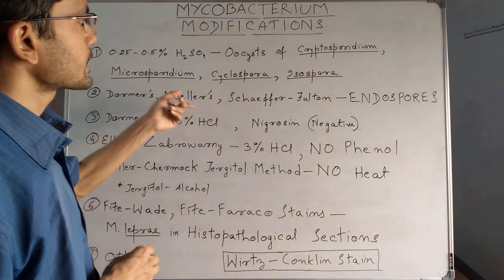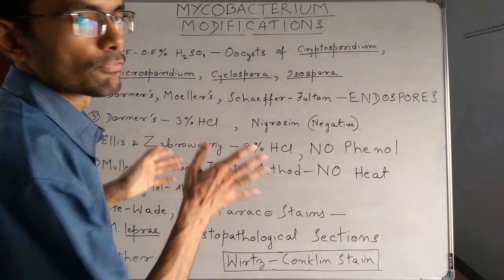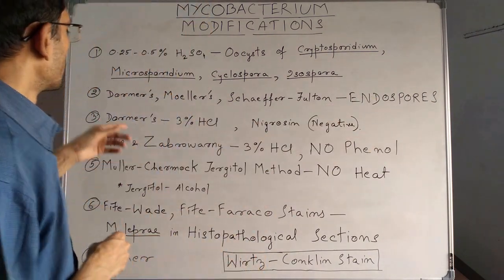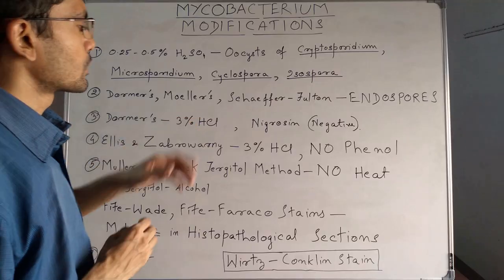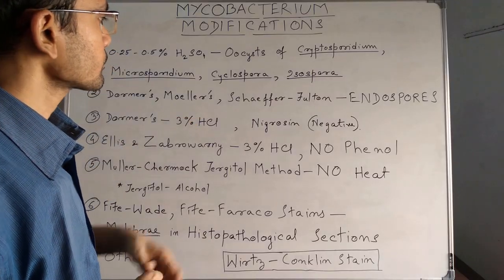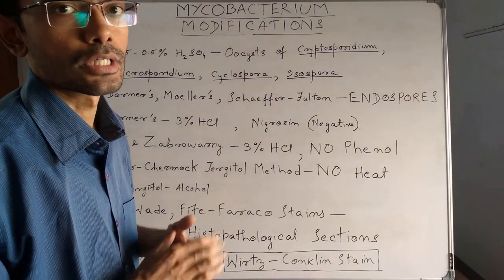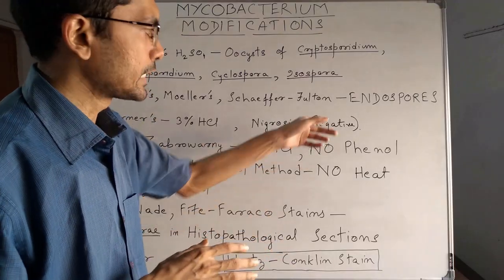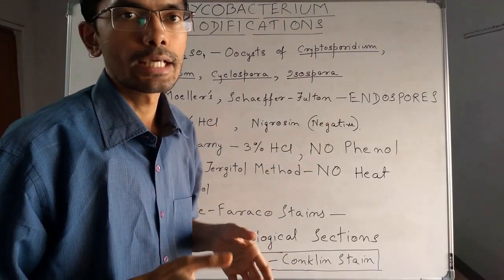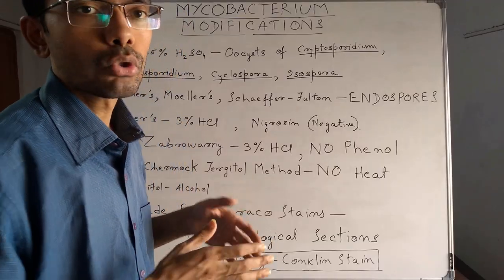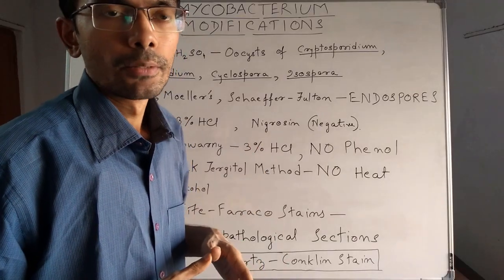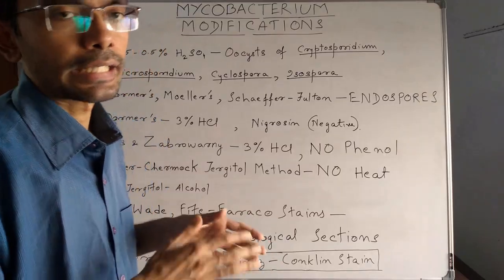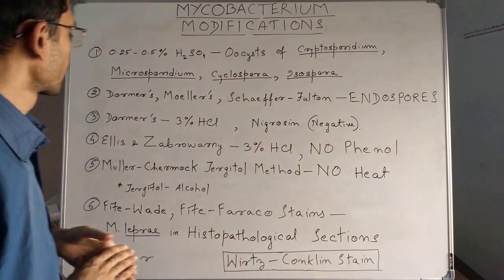Donner stain, Moeller stain and Schaefer-Fulton stain, three different stains, are used for endospores. Donner stain uses 3% hydrochloric acid in the decolorizer and nigrosin as the counter stain. Nigrosin and India ink are two commonly used negative stains used to visualize the capsule, but they don't actually stain the capsule itself, but rather the background. So the background appears black and the capsule remains unstained.